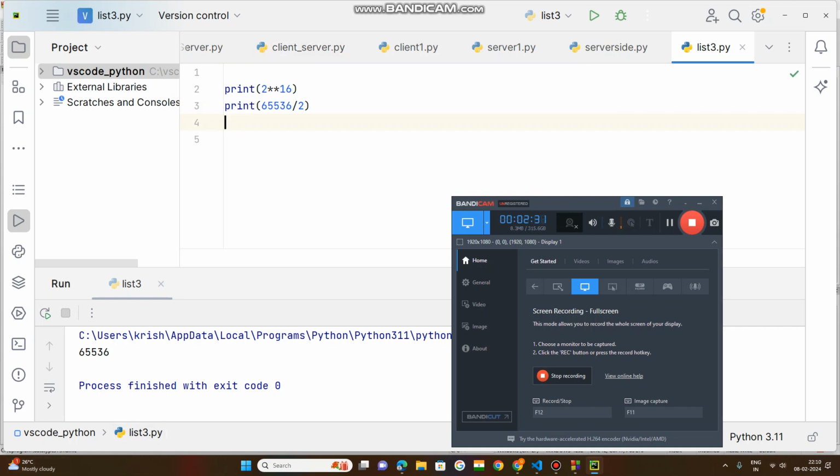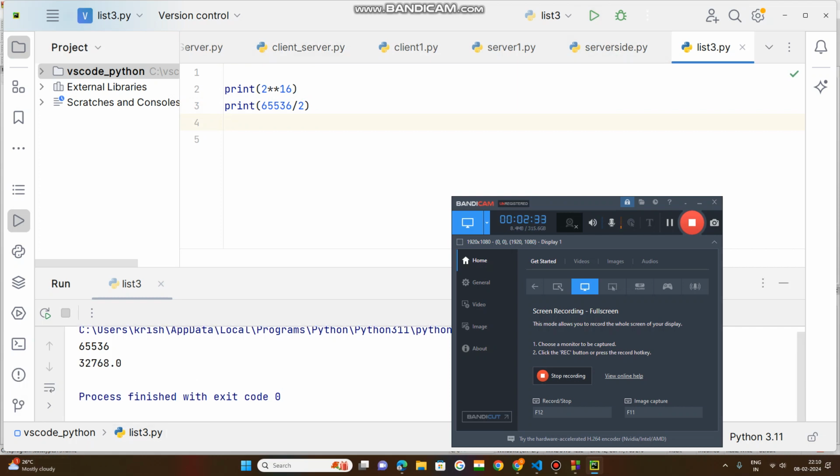What is the half value? 32,768. This means that an integer stores from negative to positive integers: minus 32,768 to 32,767. Negative side 32,768, positive side 32,767. So the total will give 65,535.